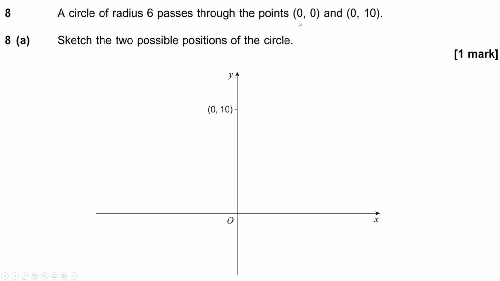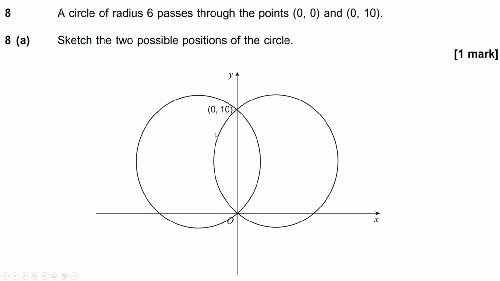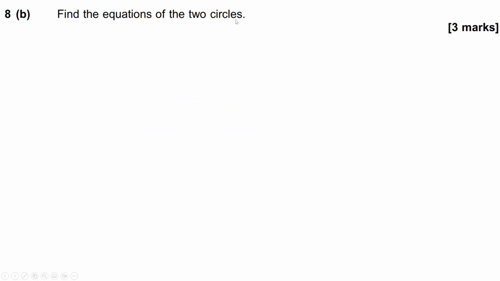A circle of radius 6 passes through the points 0, 0, and 0, 10. Sketch 2 possible positions of the circle. I don't know how I could teach somebody how to do this, other than just doing it. I don't think it's too hard to do this. Maybe the only thing realistically that you'd need is a little bit of time if you can't think of some way to do this. But you can kind of just think to yourself, oh well, if I can do it on this side like this, then it must be symmetrical on the other side and pass through the same points. Find the equations of the 2 circles.